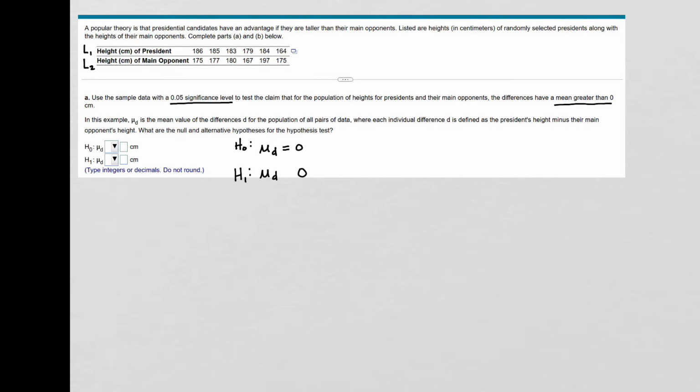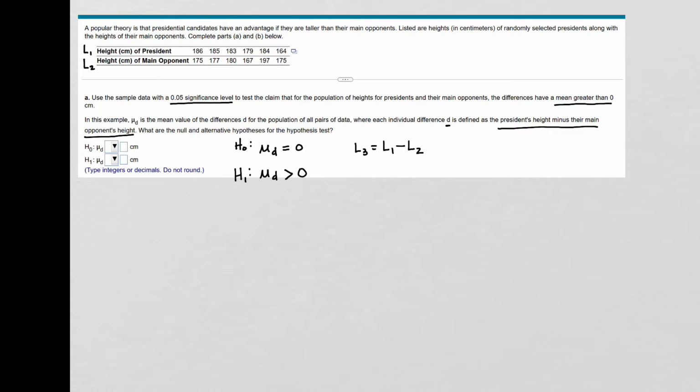And then I look to see what the individual differences are defined as. So we're taking the president's height minus their main opponent's height. So that's L1 minus L2. So we're going to say this is greater than 0 because we're assuming the president height would have to be the larger of the two. And so L3, I'm going to type in L1 minus L2.